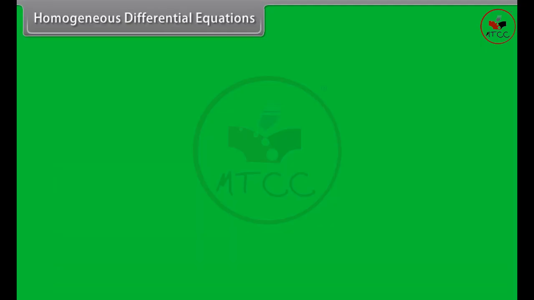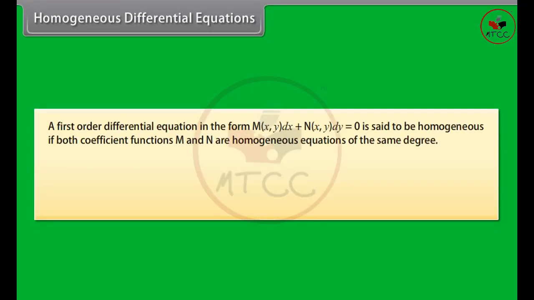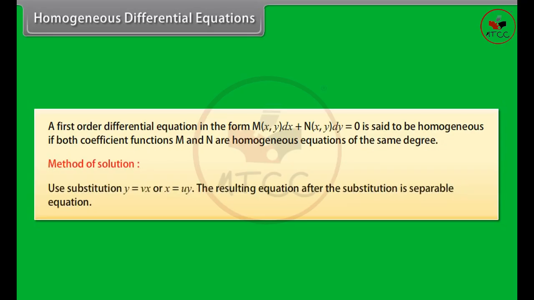Homogeneous differential equations. A first-order differential equation in the form M(x, y) dx plus N(x, y) dy equals 0 is said to be homogeneous if both coefficient functions M and N are homogeneous functions of the same degree. Method of solution. Use substitution y equals vx or x equals uy. The resulting equation after the substitution is a separable equation.